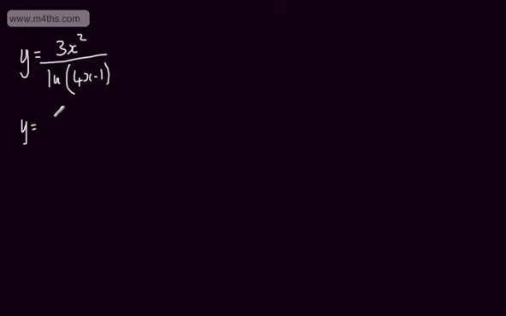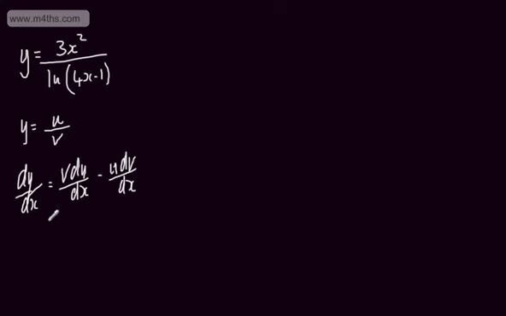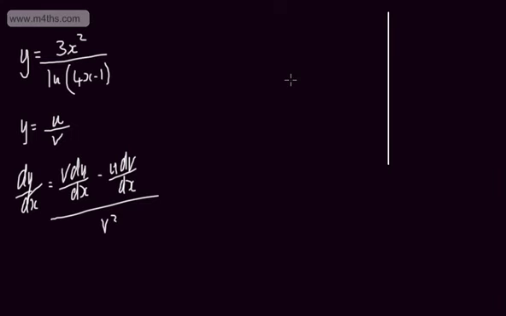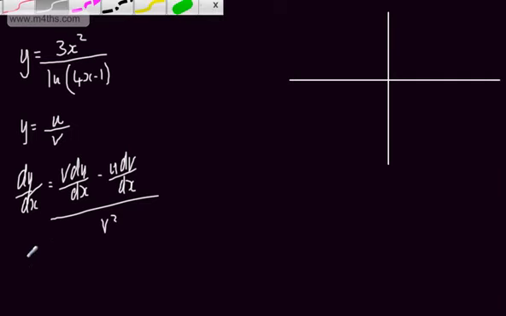We've got the form y is equal to u divided by v, where u and v are both functions of x. We can say that dy by dx will be equal to v du dx, so that is the denominator multiplied by the derivative of the numerator, minus u dv dx, which is the numerator multiplied by the derivative of the denominator, all over the denominator squared. So let's go ahead and do this. And again, you don't have to take the 3 in here. You could say that that will be a constant.